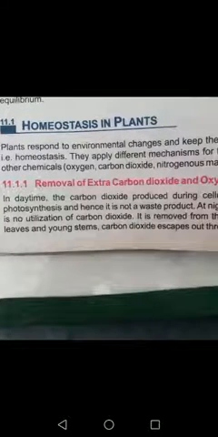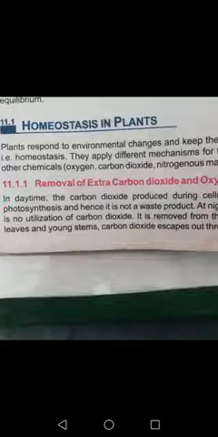Today we will discuss homeostasis in plants. We have discussed homeostasis in our previous class. I hope you are now familiar with this word. What is homeostasis? It is the maintenance of internal condition of the body of the organism at equilibrium despite change in external environments. We have also discussed different ways like osmoregulation, thermoregulation, excretion. I hope now you understand these terms.